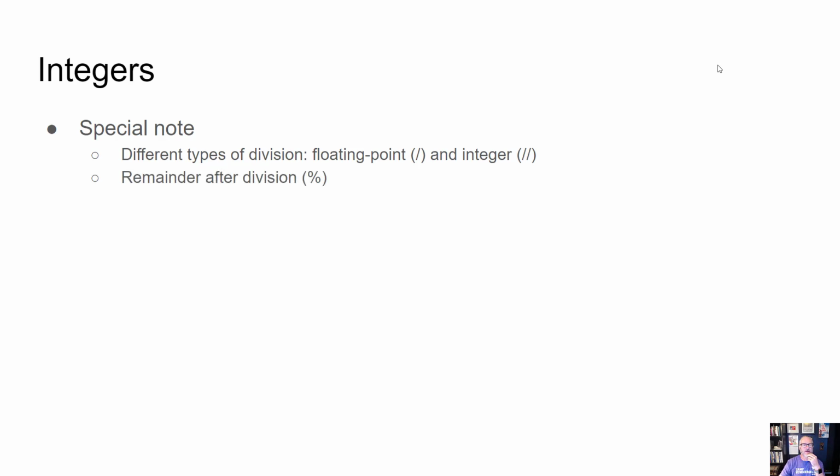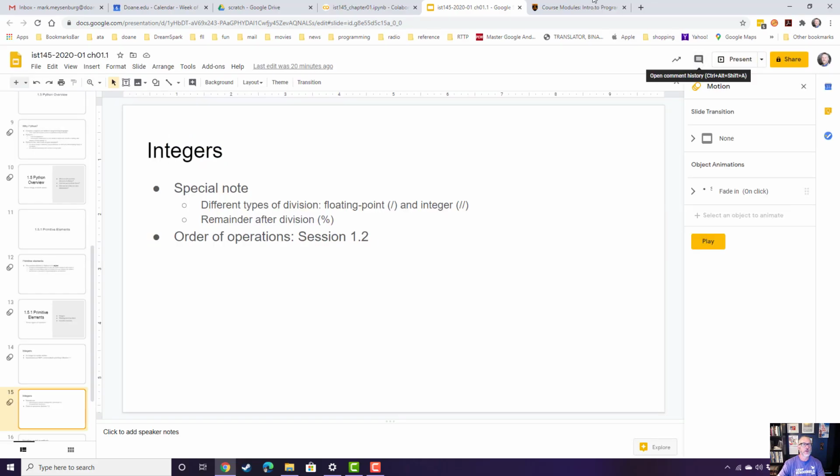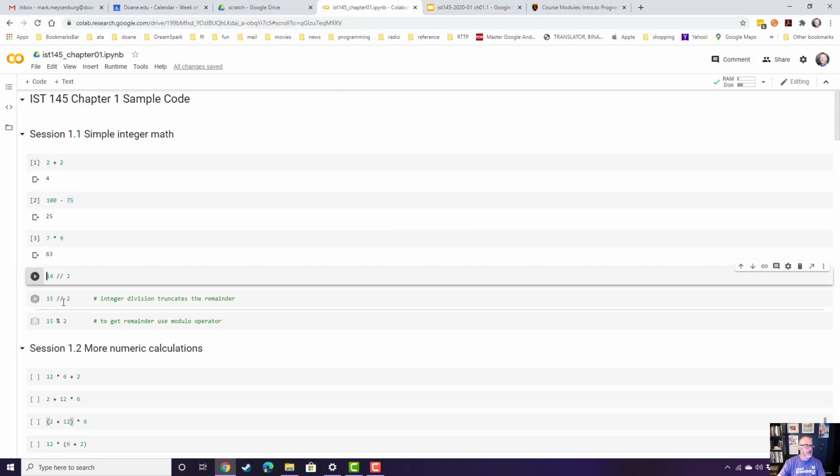Then we also have another symbol, the percent sign. In programming it is used to get the remainder after an integer division, and that's called a modulo operator. We'll look at those here in a second, and then we'll start looking at our order of operations in session 1.2. So here we go. Let's talk about division.